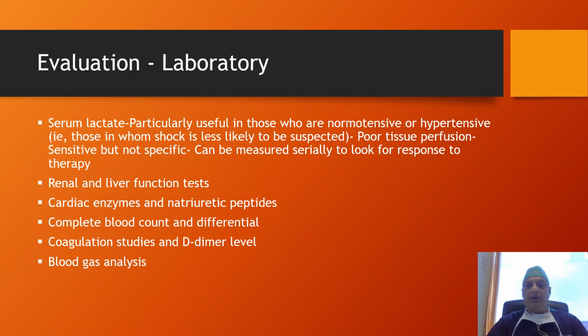Laboratory evaluation in the undifferentiated shock state includes measurement of serum lactate. Measurement of serum lactate is particularly useful in those patients who are normotensive or hypertensive, because these are the group where shock is less likely to be suspected. Serum lactate is the marker of poor tissue perfusion, though it is sensitive but not specific for the shock state, and it can be measured serially to look for response to therapy. Other investigations include renal and liver function tests, cardiac enzymes and natriuretic peptides, complete blood count and differential count, coagulation studies and D-dimer level, and blood gas analysis.